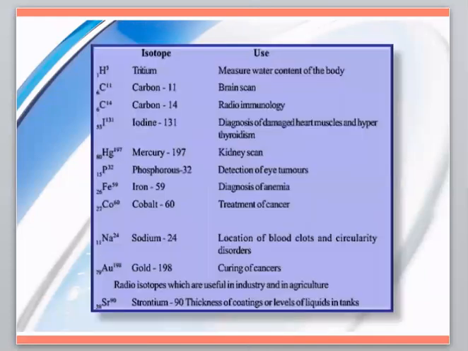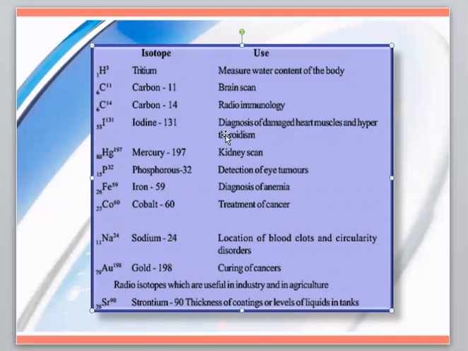Now come to the uses. Isotopes have various uses in different fields of life. Here we discuss only a few of them. Tritium, as you know, is present in trace amounts. It can be used to measure the water content of a body. Carbon 11 can be used for brain scanning. Carbon 14, radioimmunology.